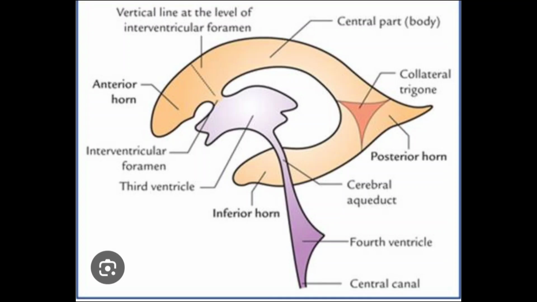Another elaborative image explaining the parts of the lateral ventricle. Here again you can appreciate the anterior horn, but beside this you would be able to see the central part or body of the lateral ventricle and the posterior horn. Between the body of the lateral ventricle and the posterior horn there is the area called the collateral trigone. The third ventricle and foramen of Monro are visible. The cerebral aqueduct can be easily seen, along with the fourth ventricle and the central canal.